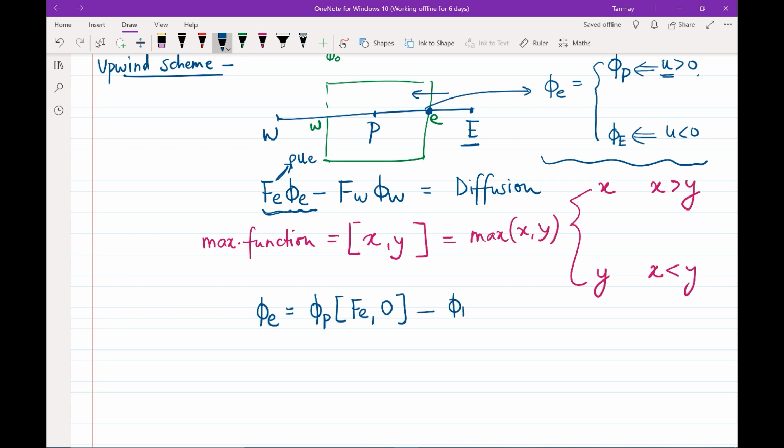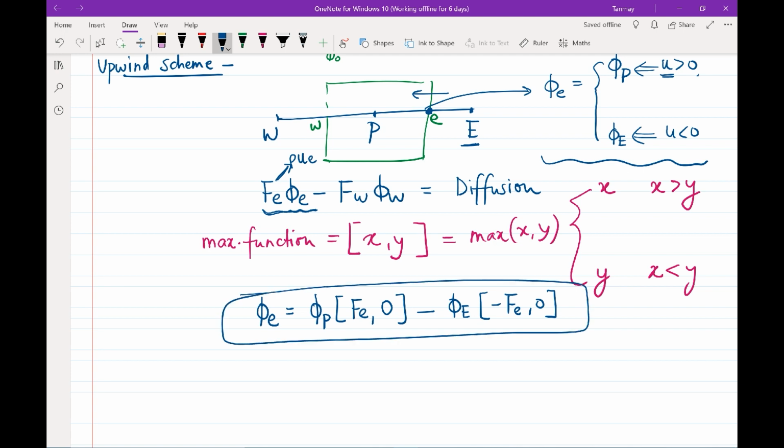Minus phi e, minus phi small e, comma 0. So now we want to verify whether this particular statement is equivalent to this statement here.